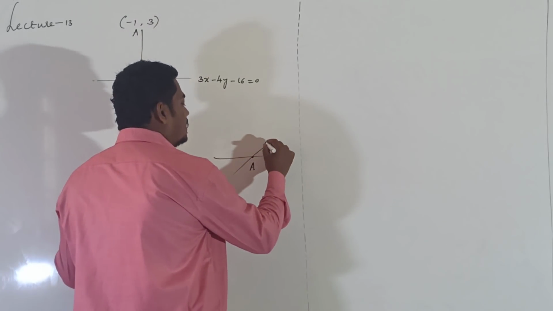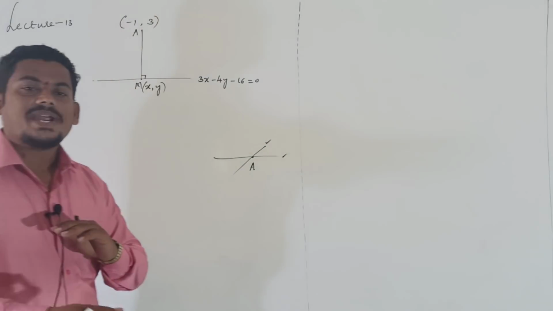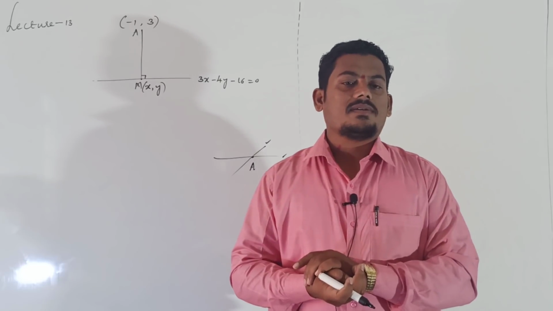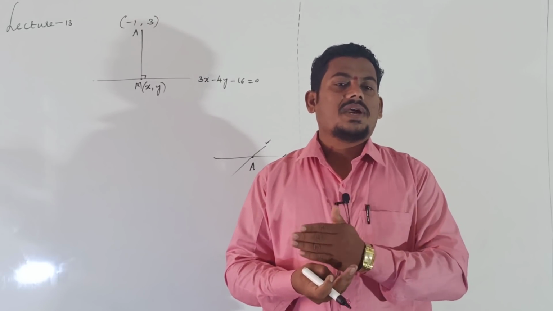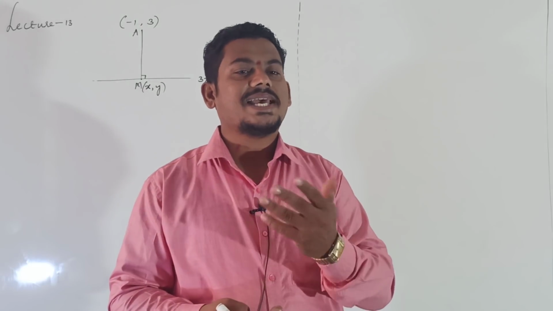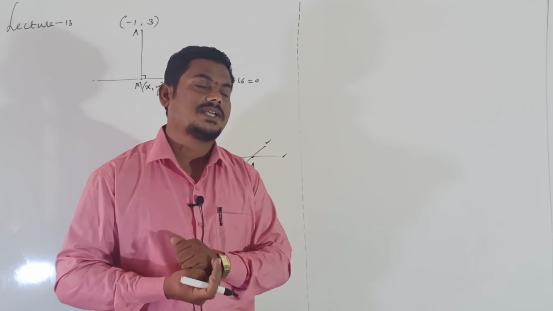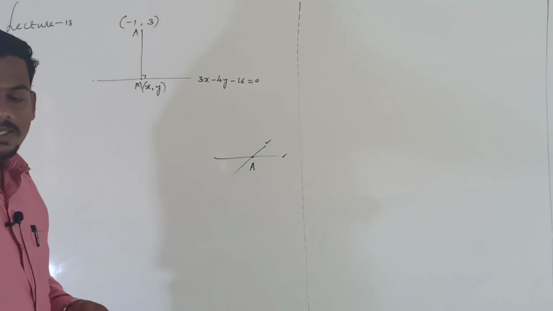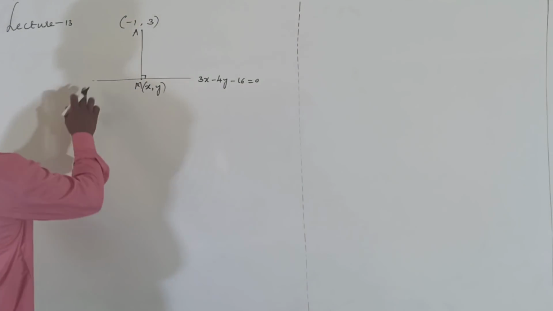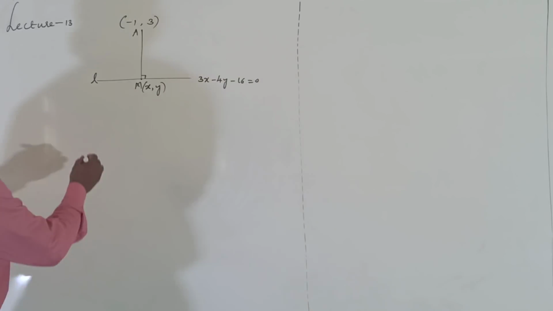Suppose these two are straight lines, then how to find the point of intersection? The point of intersection can be found by solving the given equations. If you solve the two equations, then you get the point of intersection. Point of intersection means meeting point, right? Clearly line L and line AM are perpendicular.